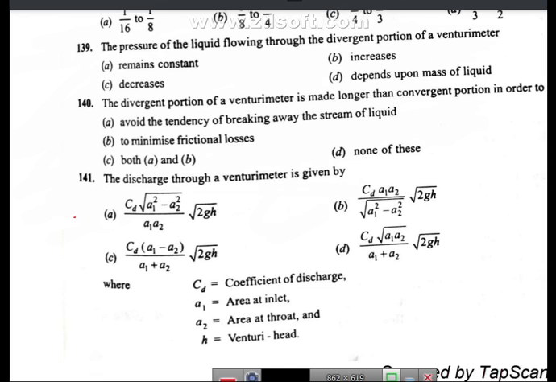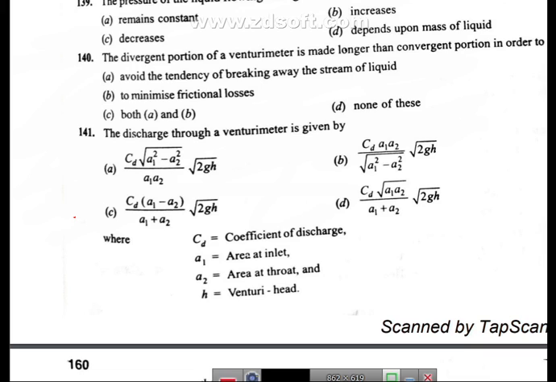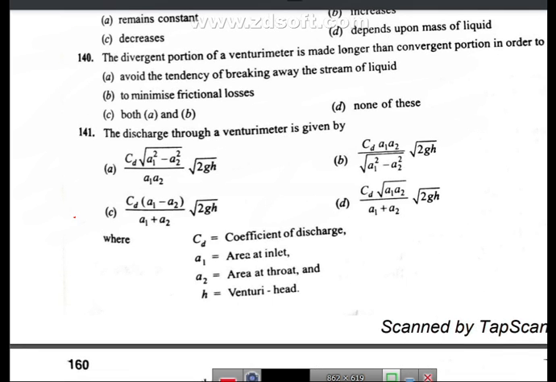Next question 140. The divergent portion of a venturimeter is made longer than convergent portion in order to क्या होगा? Avoid the tendency of breaking away the stream of a liquid, to minimize the frictional losses, both A and B, and none of these. What is the right answer? 140 का C. That is both A and B.